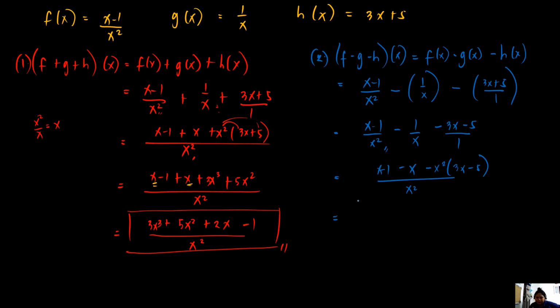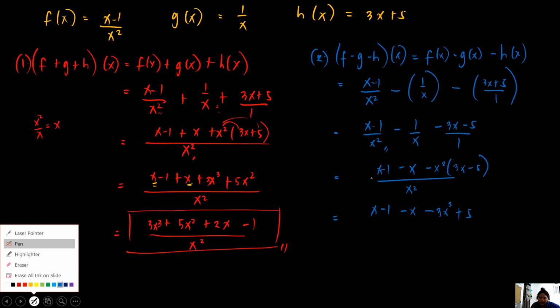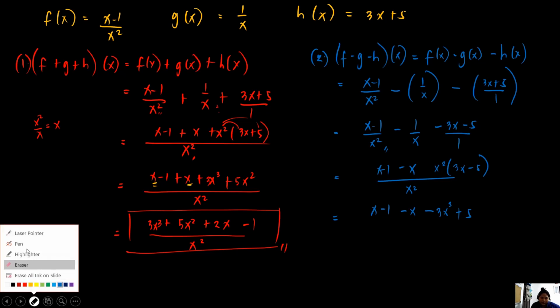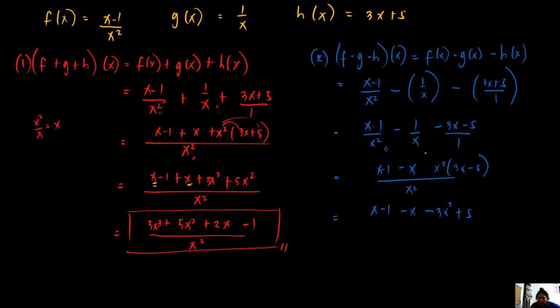Okay, let's proceed. We have x minus 1 minus x negative 3x cubed plus 5. Okay, let me see. Recheck ka natin, class, kung may mali tayo. Okay, ganito para hindi tayo malito. Let me erase this one. Si negative, yan. Then, ang gawin natin, let's put bracket. Tapos, lagyan natin ng negative to. Yan. Para mas makita natin.